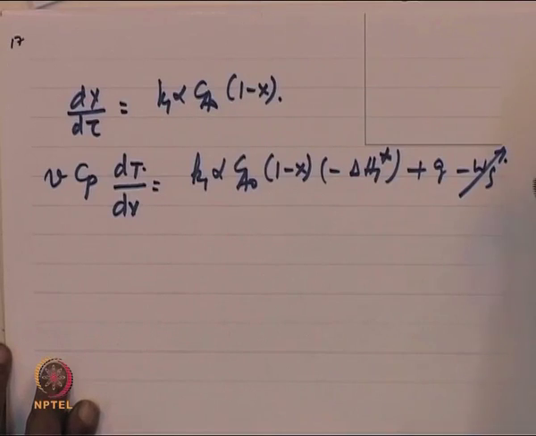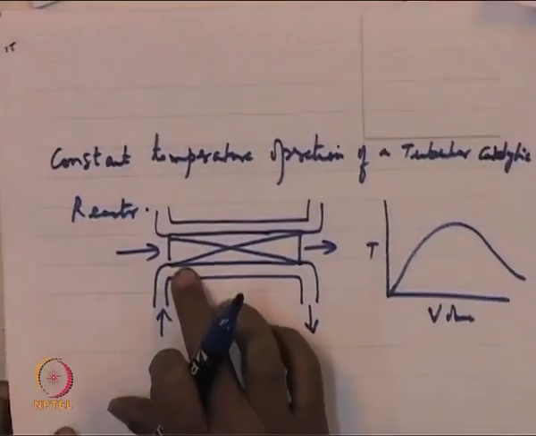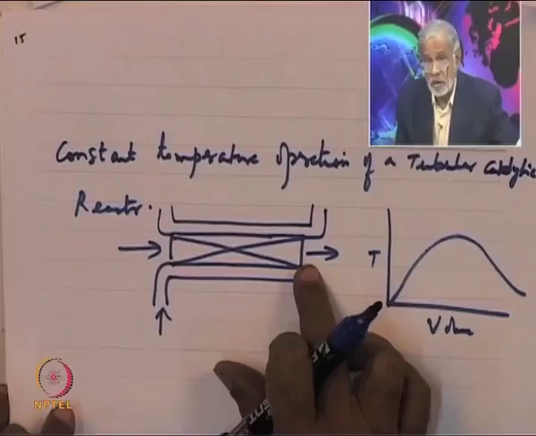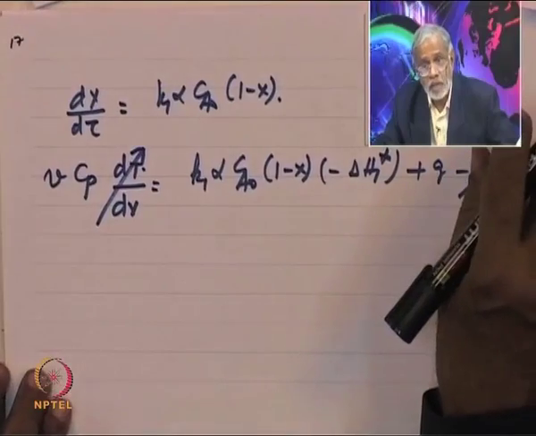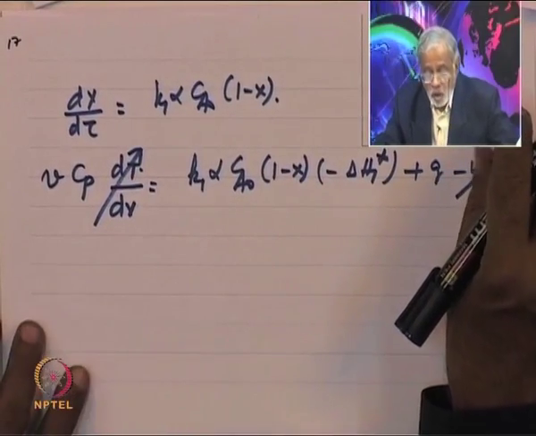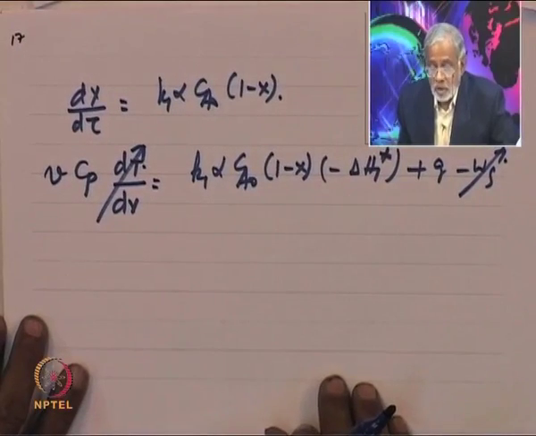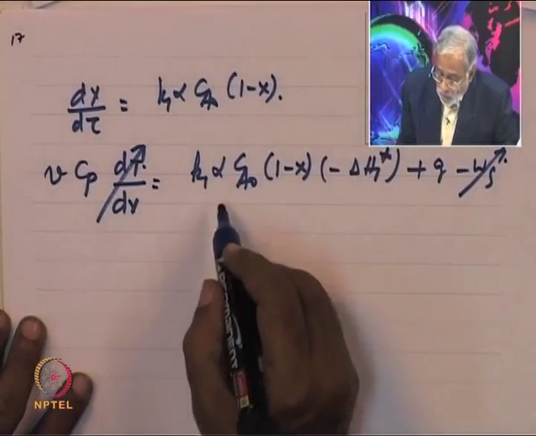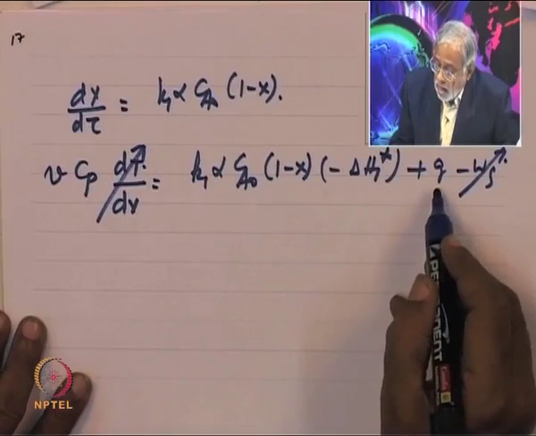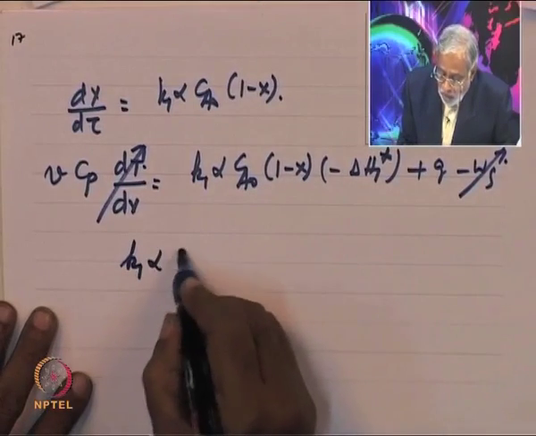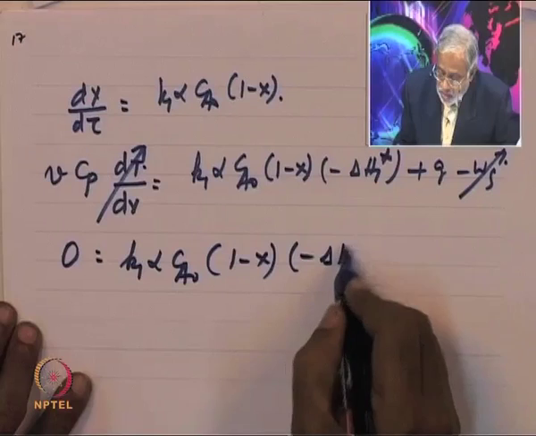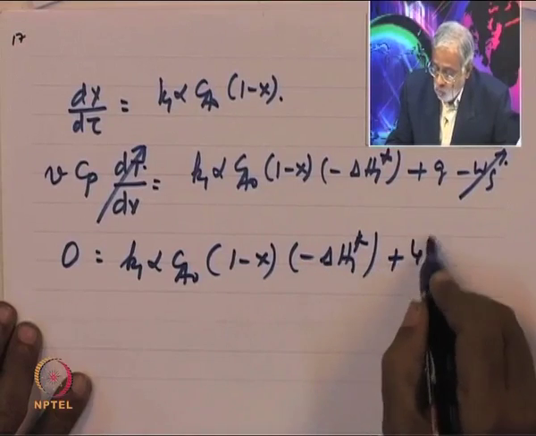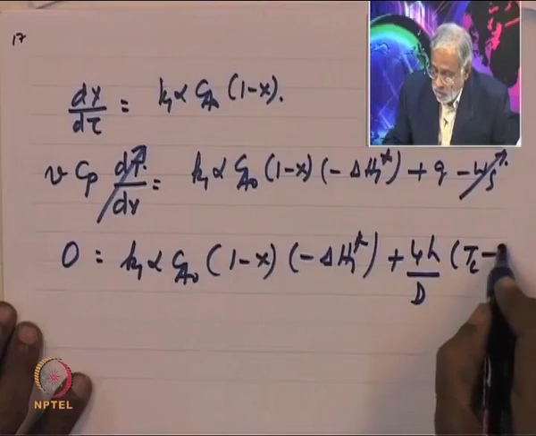We want to run our process at constant temperature. In other words, we do not want any variation of temperature in this equipment. We do not want that. Which means that we want this to be 0, correct. How do we get the left hand side to be 0? Which means this term K1 alpha CA0 (1 minus X) and this Q, let me write in this form: K1 alpha CA0 (1 minus X) times minus delta H1 star plus 4H/d. This we have done before, I am just writing it once again.